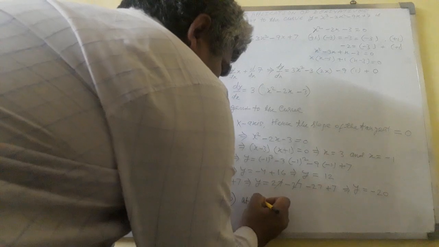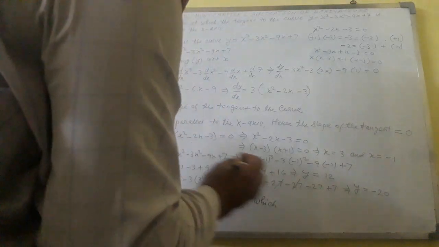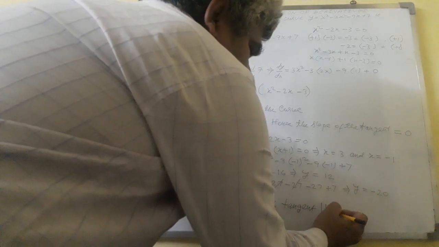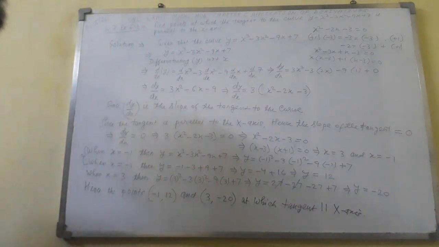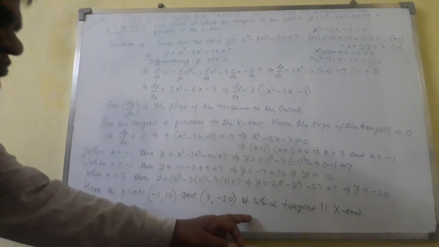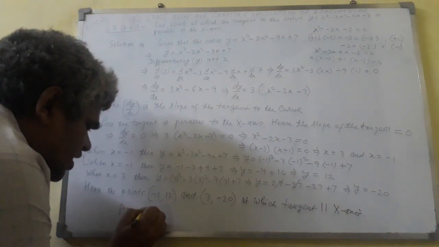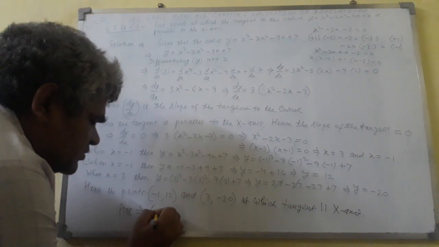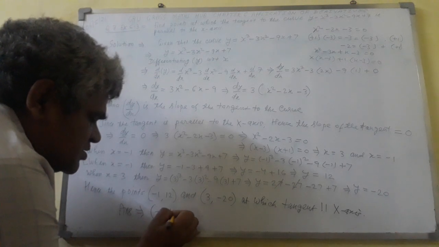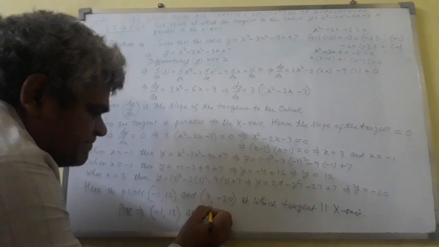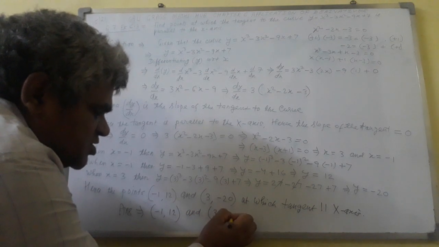At which tangent will be parallel to x-axis. The answer you have got, these are the points at which tangent will be parallel to x-axis. The answer you have got, answer implies that minus 1, 12 and 3, minus 20.